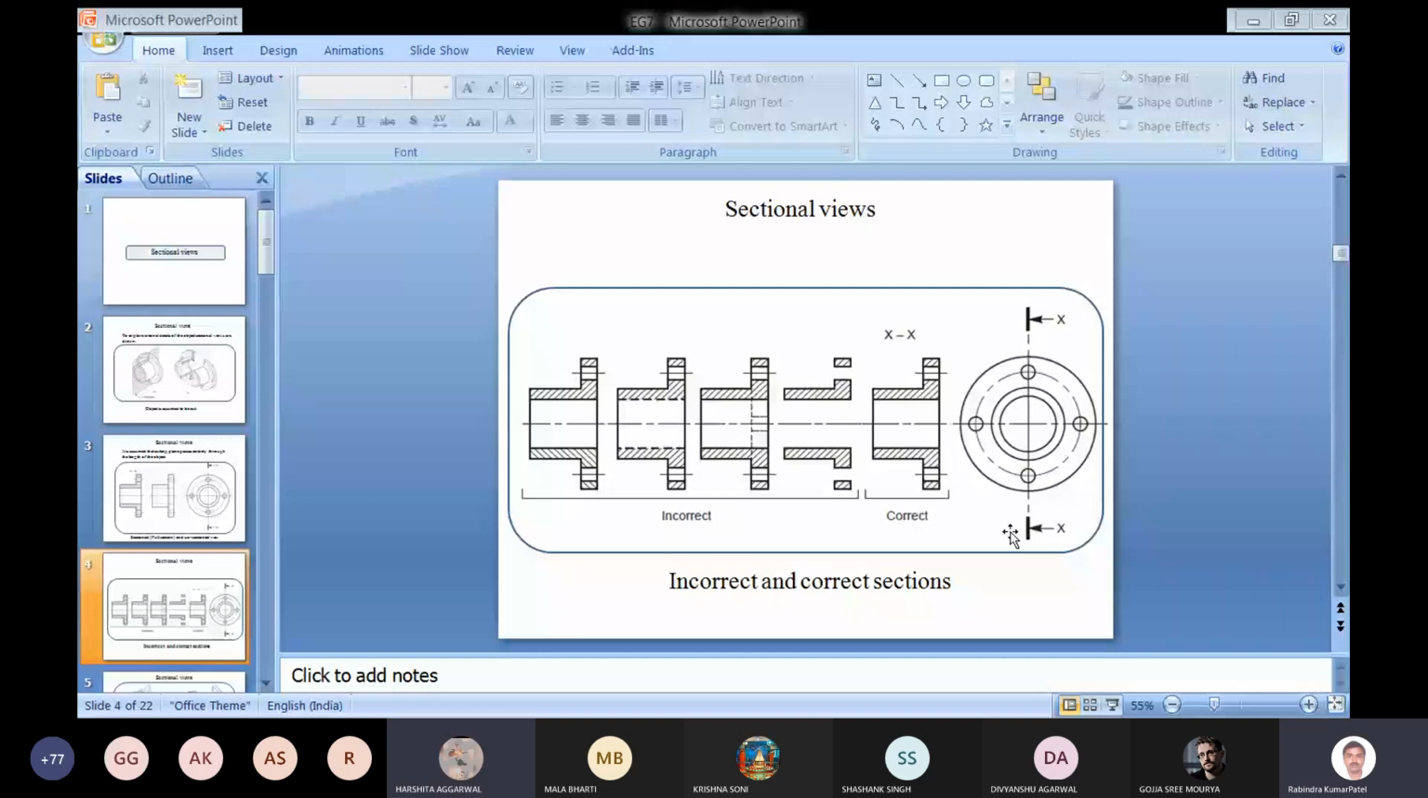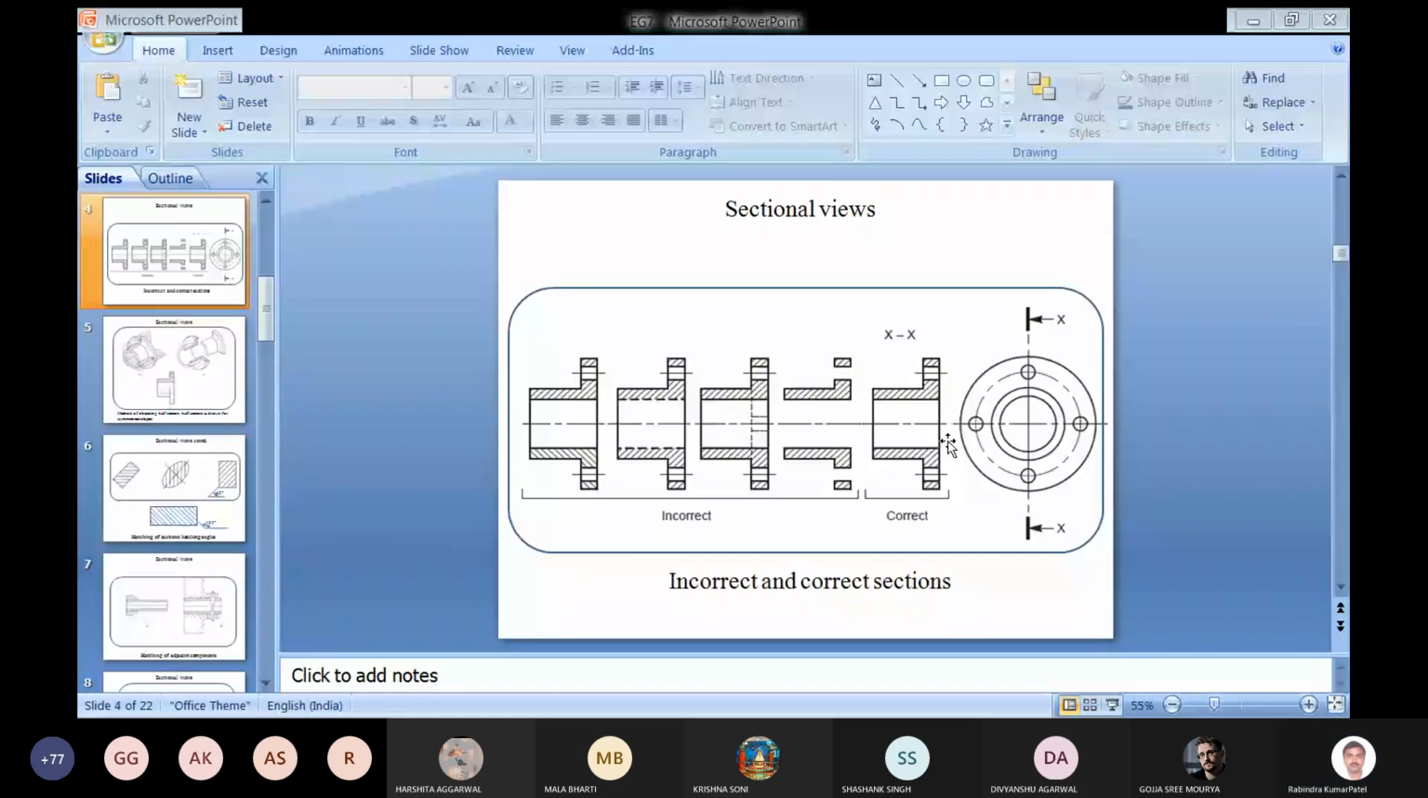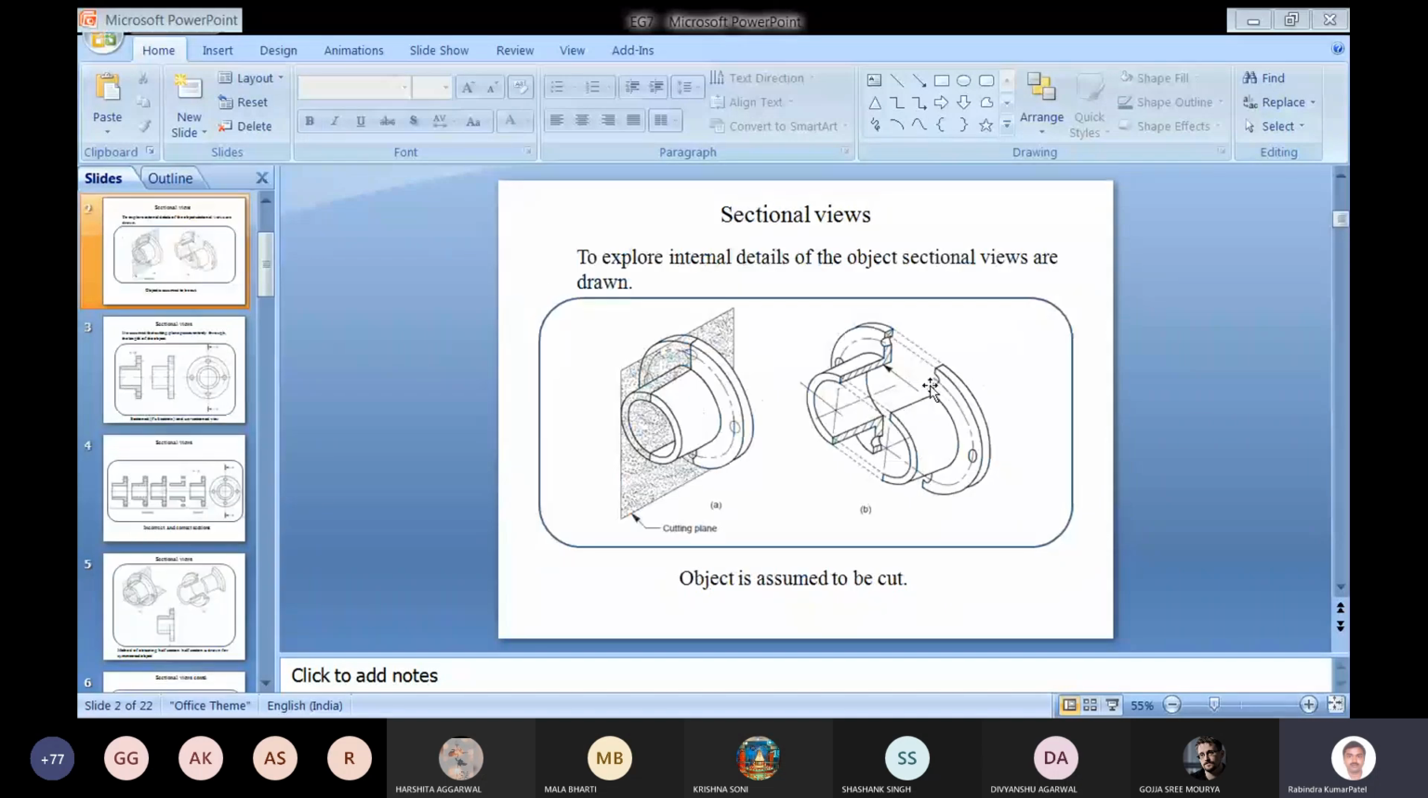So what does this inclined line represent? The inclined line represents that there is material being cut by the cutting plane. Like here in this figure, you can see the cutting plane is passing through somewhere where material is there. So at those locations we can show the hatching lines, those are inclined lines. Corresponding to that, we show the hatching lines, the cutting inclined lines.